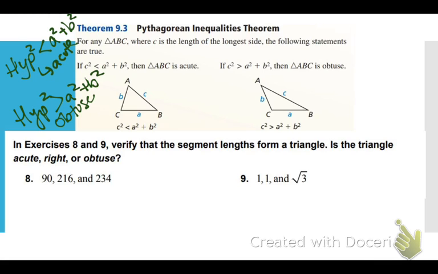So, we're going to start on number 8. This is still in your student journal. So which of these is going to be the hypotenuse? 234. So we're going to do 234 squared, and we're going to compare it to 90 squared plus 216 squared. What is 234 squared? 54,756.